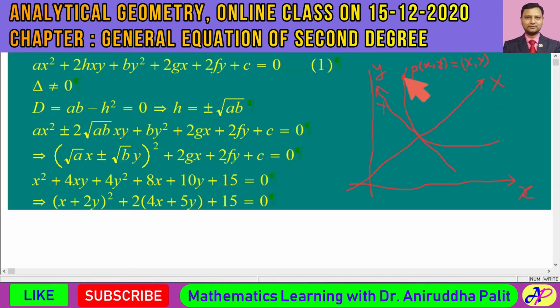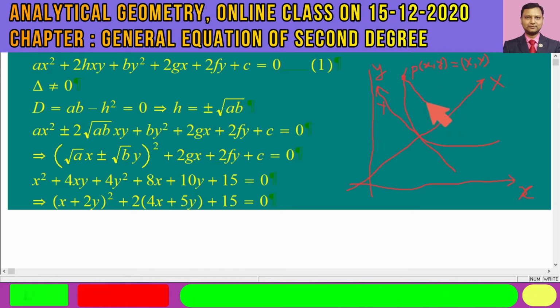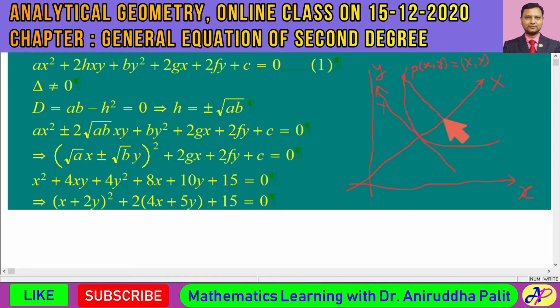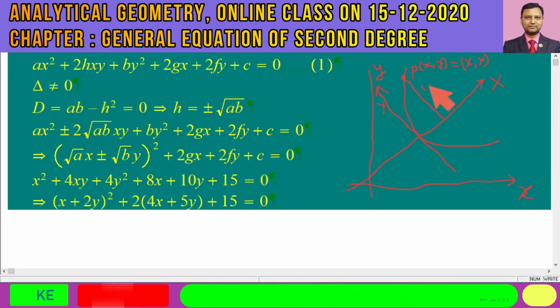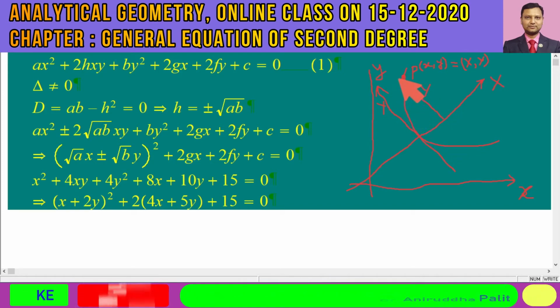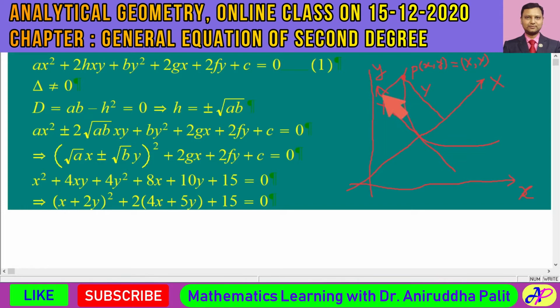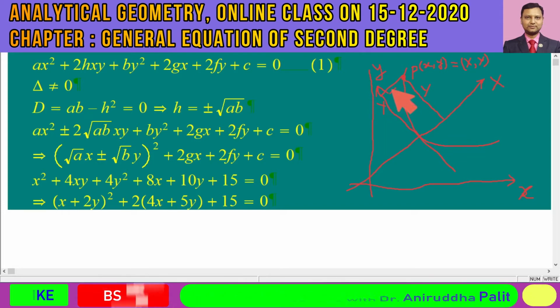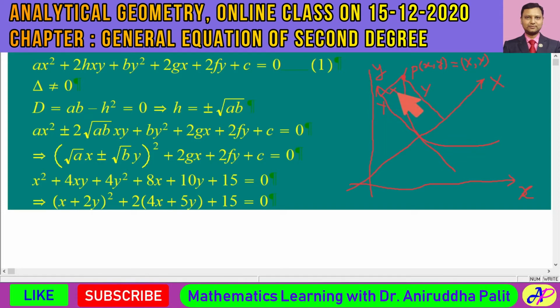Then what would be capital X and capital Y? You see, if we draw a perpendicular line on the x-axis, you will get the corresponding y coordinate, and if we draw a perpendicular line on the y-axis, you will get the corresponding x coordinate. Got it? So this would be a basic technique to get the capital X coordinate and capital Y coordinate.